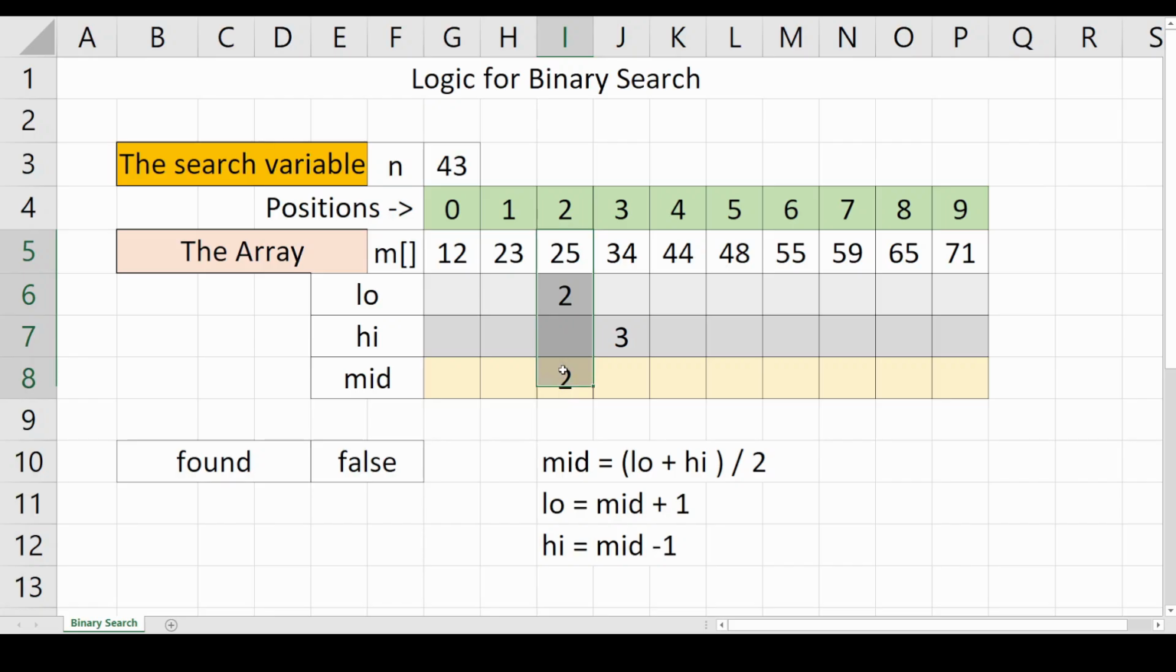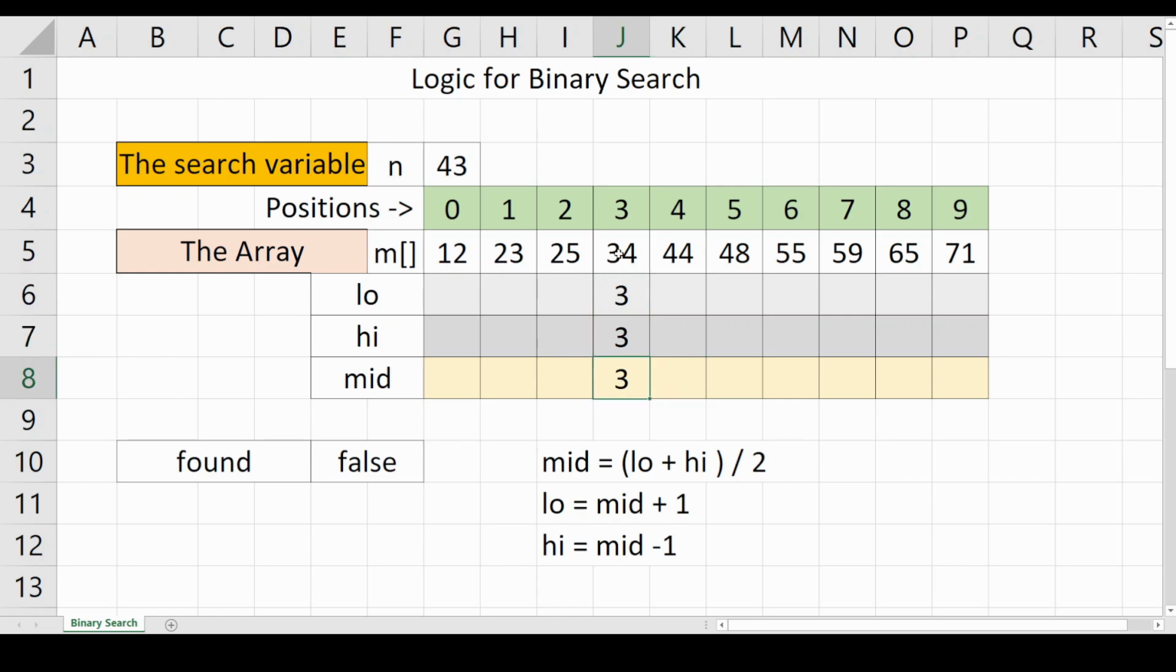Is 43 present on number 2? No, it is not present on position number 2. So is it greater than? Yes. Low becomes mid plus 1. So low becomes a 2. Sorry, low becomes a 3. And this is not there. And this mid is now also calculated as 3, because low is 3, high is 3. So divided by 2 is 3.